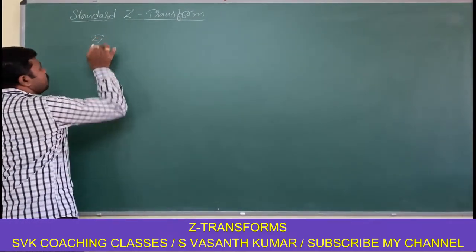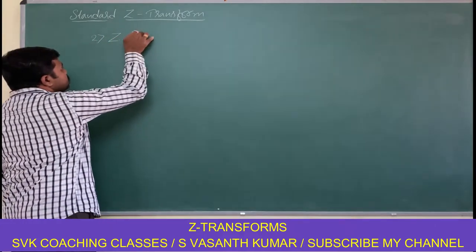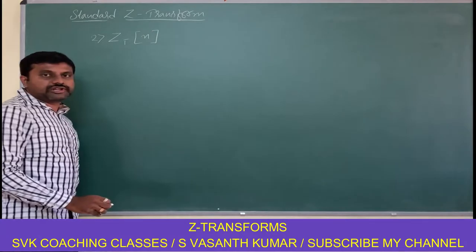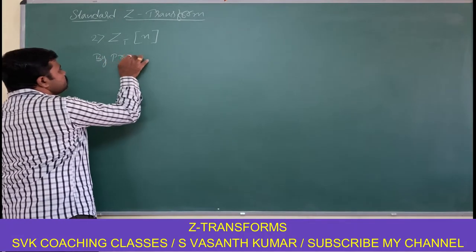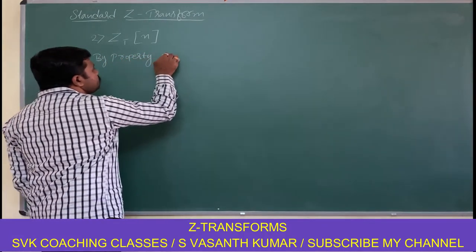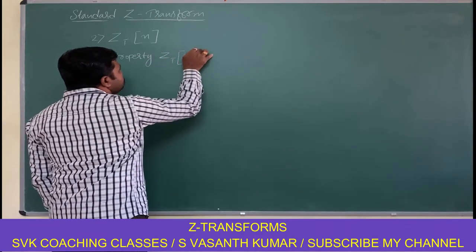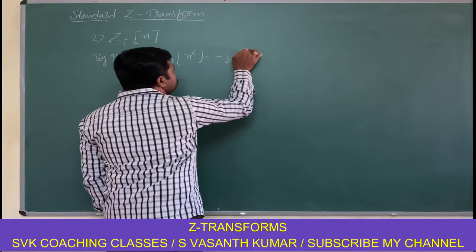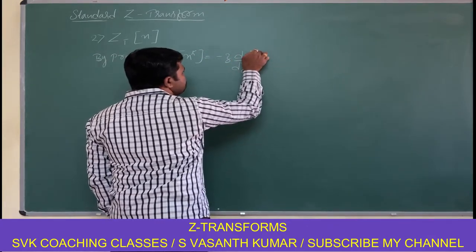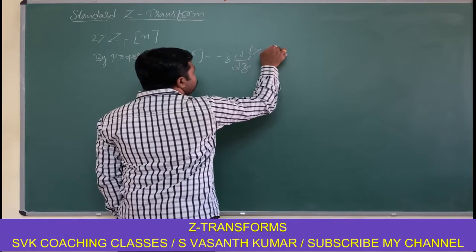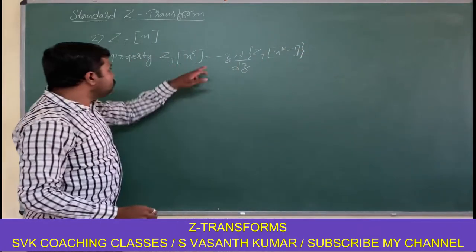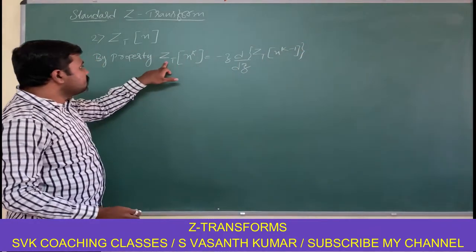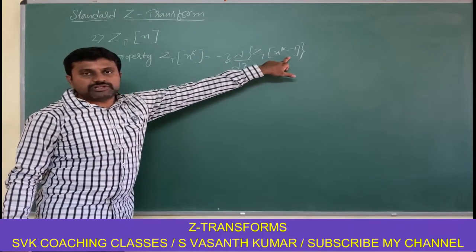So now next I require to find Z transform of n, the next standard Z transform. By property of Z transform, we know that Z transform of n power k is equal to minus z into d by dz of Z transform of n power k minus 1, right?